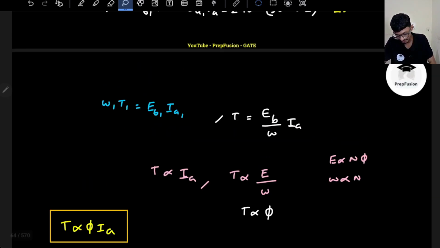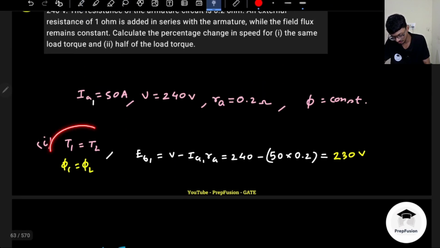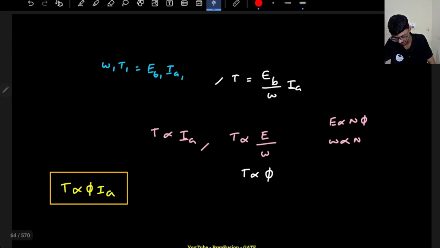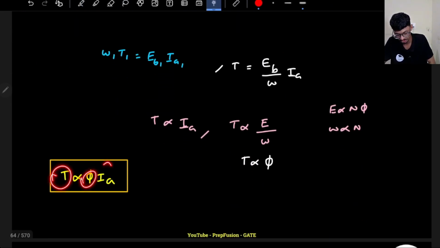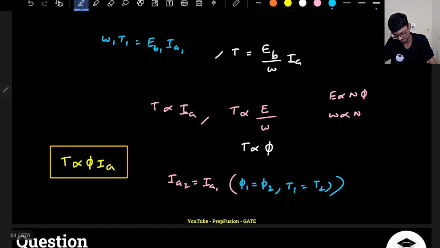So they have already told me that the flux will not change. So phi 1 will be equal to phi 2. So also in this case 1, torque is not changing, flux is not changing. So armature current also will be same. So I can directly write Ia2 will be equal to Ia1. Why? Because my flux phi 1 is equal to phi 2 and my T1 equals T2. That is the simple reason.